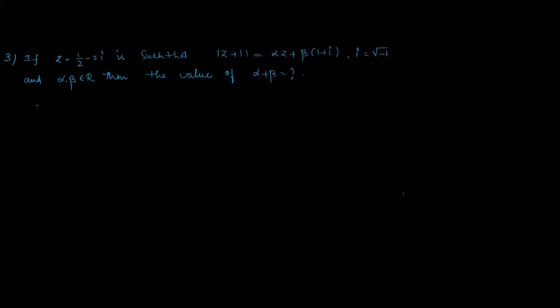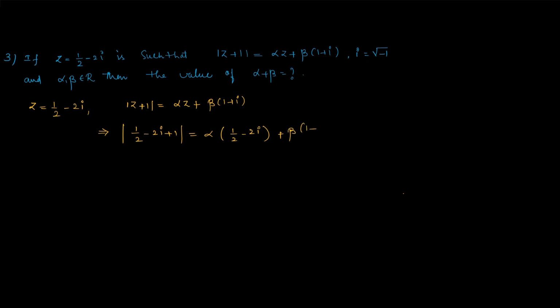Now here we have another problem from complex numbers. Let's say z is equal to 1 by 2 minus 2i is given, and the condition is modulus of z plus 1 is equal to alpha z plus beta of 1 plus i. Now substitute the given value of z. 1 by 2 minus 2i plus 1 is equal to alpha into z, which is 1 by 2 minus 2i, plus beta into 1 plus i.